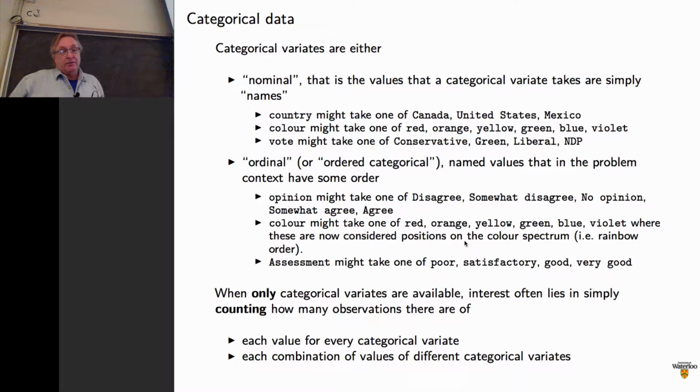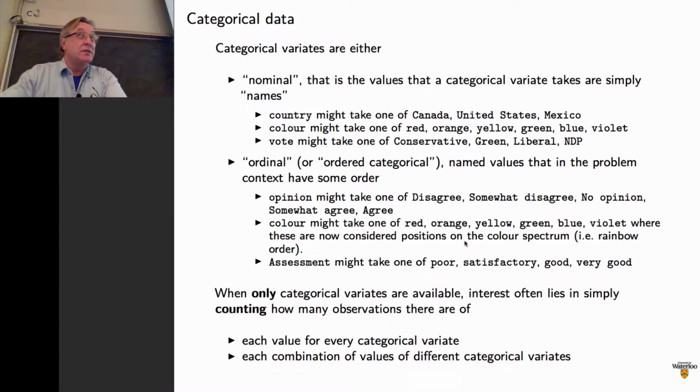For example, Canada, United States, and Mexico, just three names of categories of things, maybe companies, where they're located, etc. Sort of timely talking about NAFTA, I guess, that we've got these three countries, but they're just names. Or it might be color, red, orange, yellow, just to identify the value of a variate. Or maybe the party for which you voted, so that in Canada that might be Conservative or Green or Liberal or NDP or some other party.